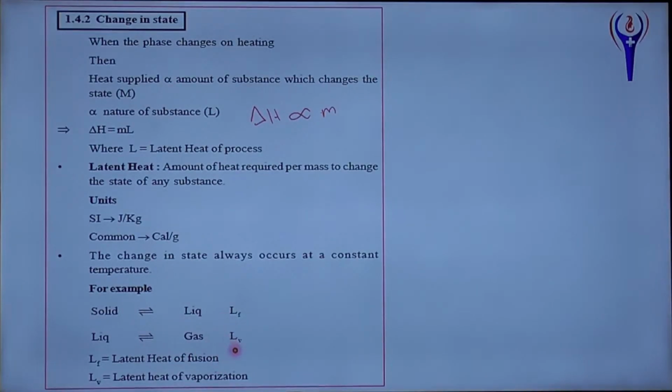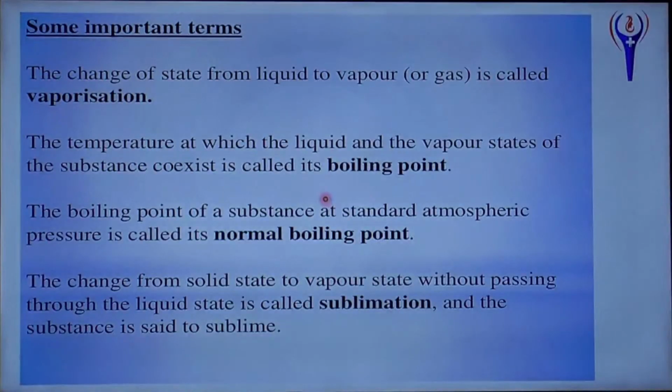Latent heat of fusion and latent heat of vaporization. Some important terms. Change of state from liquid to vapor is called vaporization. Liquid to vapor, or water into gas or steam. The temperature at which the liquid and the vapor states of the substance coexist is called its boiling point.